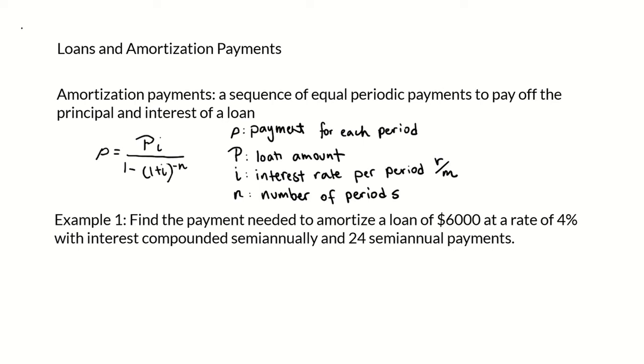This video is for loans and amortization payments. Amortization payments are a sequence of equal periodic payments to pay off the principal and the interest of a loan.